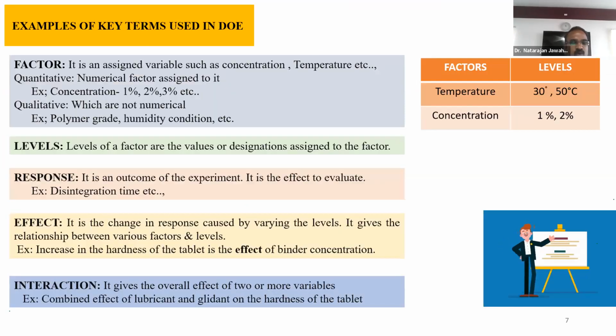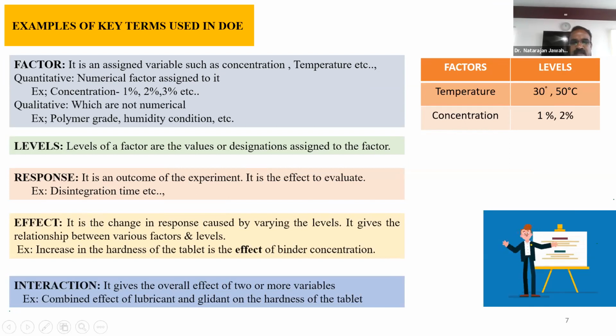Again, I want to give some more examples for the same common terms. Factors, already I told, are assigned variables such as concentration, or it may be a temperature, whatever. There are two types of factors. One is quantitative factor. Here, a numerical value is assigned to it. For example, concentration, 1%, 2%, 3%. Another one is qualitative, which is not numerical. Example, the polymer grade, humidity conditions also we can give. That's what you can see on the side.